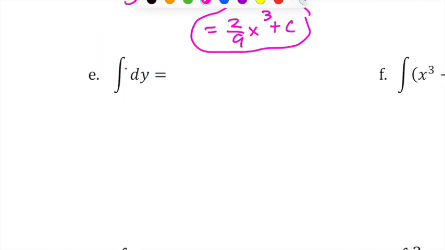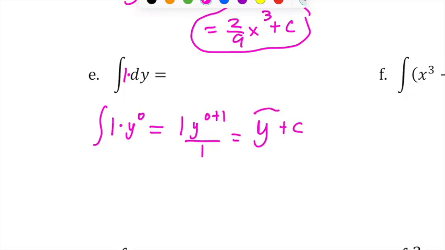Okay, so there is nothing here. So again, we're going to do 1 times y to the 0. And again, we're in the variable y because it says so here. So this is going to be y to the 0 plus 1 over 1, which is just equal to y. Always add a constant at the very end.